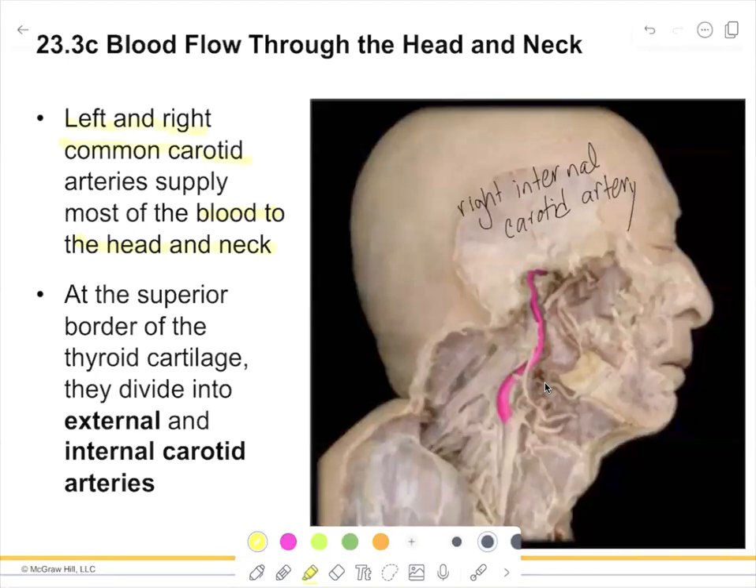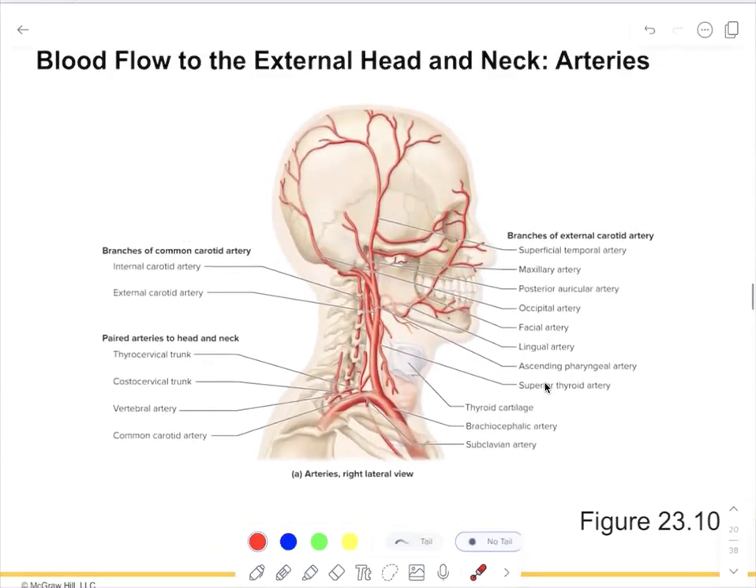At the top of the carotid arteries, they're going to divide into external and internal carotid arteries. So again, what we see on this cadaver image here is showing you the internal carotid artery, which would be after the point where they divide. So the left and right common carotids, which this is one of the common carotids, it's going to split, leading to the internal carotid artery as well as the external carotid artery.